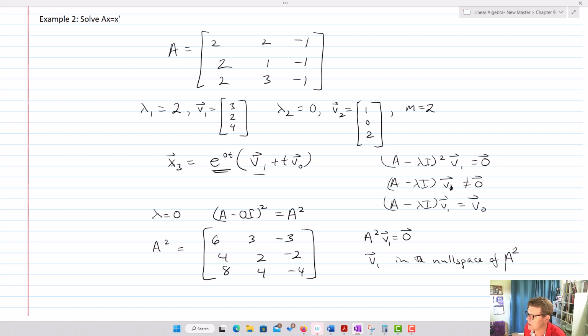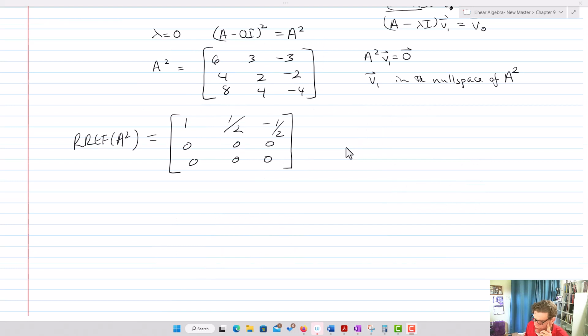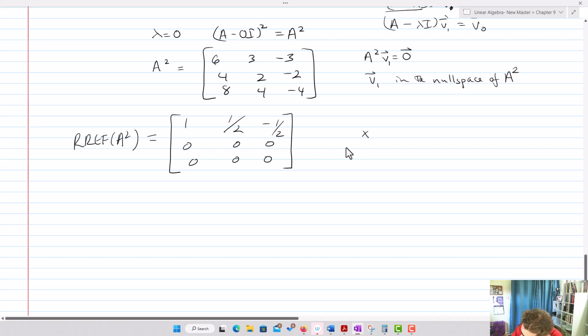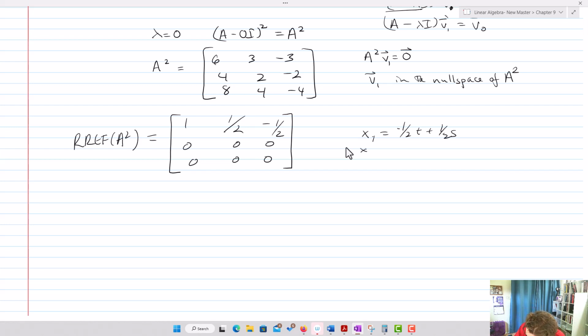So I'm going to row reduce. So now we'll solve for that null space. The RREF of A squared is 1, 1/2, negative 1/2. So we're going to get x1 is going to equal negative 1/2 t plus 1/2 s. x2 we'll let equal t, and x3 will equal s. And so my null space x is going to equal, basically our basis vectors are going to end up being negative 1/2, 1, 0, and 1/2, 0, 1.